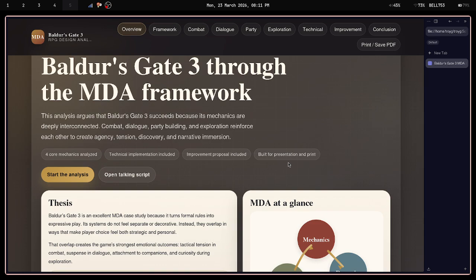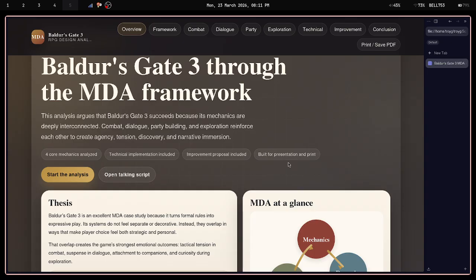Hello. For this game design analysis, I chose Baldur's Gate 3 and analyzed it using the MDA framework, which stands for Mechanics, Dynamics, and Aesthetics. I chose this game because it is one of the clearest modern RPG examples of systems working together really well.